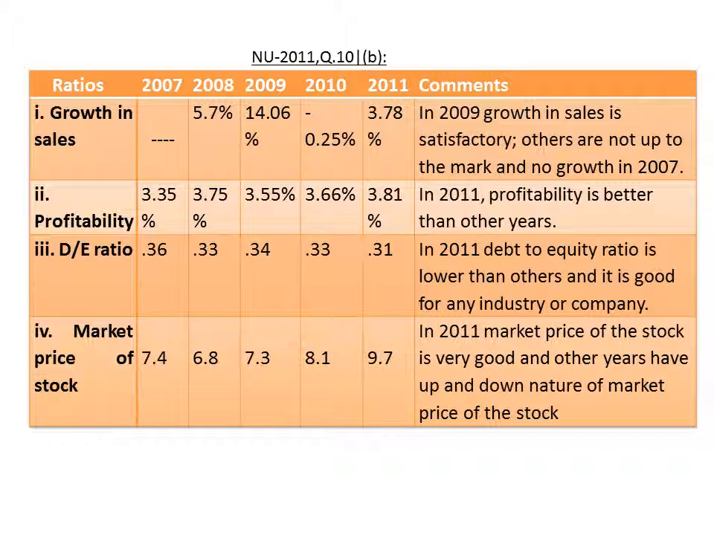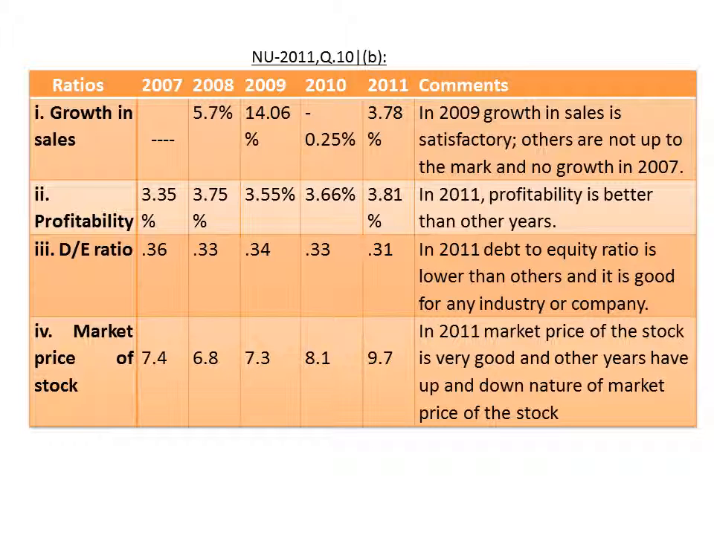So the requirement is to analyze and comment on the trend of BD Foods Limited's performance on growth in sales, profitability, capital structure and market price of stock over the period 2007 to 2011. So the solution is, in the same way we draw this table, and we analyze the growth in sales, profitability, capital structure, market price of stock over the period. Growth in sales.